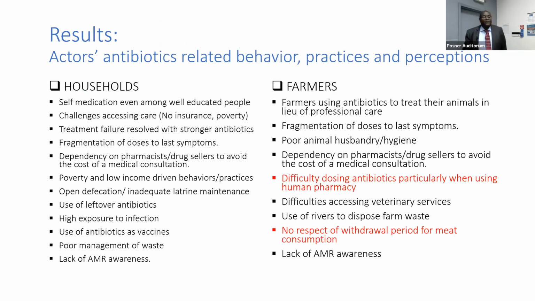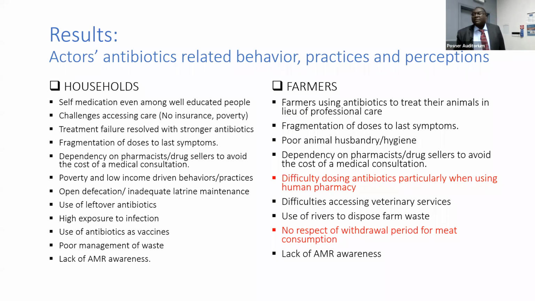In terms of behavior practices, we have here two columns showing what households do and what farmers do. Basically, in both areas, they do the same thing. They self-medicate. If you have animals, you're going to treat them yourself. You don't want to call a veterinarian because it's too expensive. And you can buy your antibiotics directly from a pharmacy. So why pay money to bring in a veterinarian instead of doing it yourself? Or you see what you did the last time, and the next time you go buy the drug yourself.